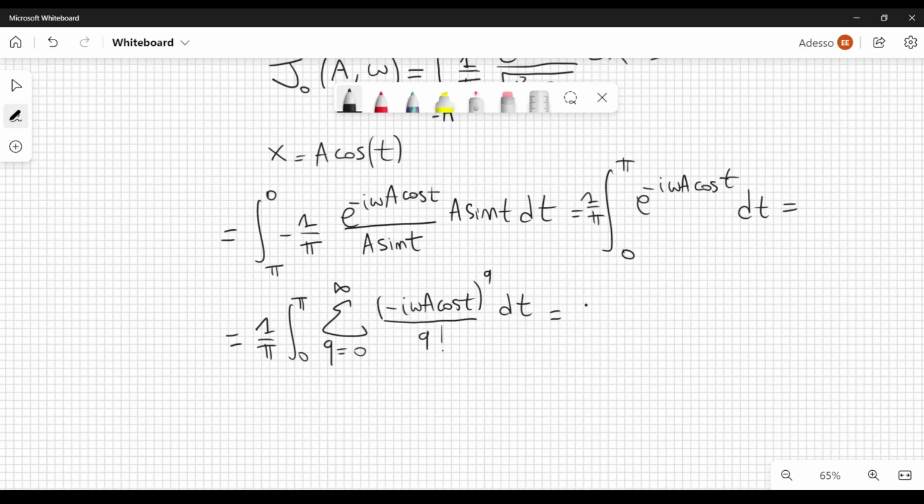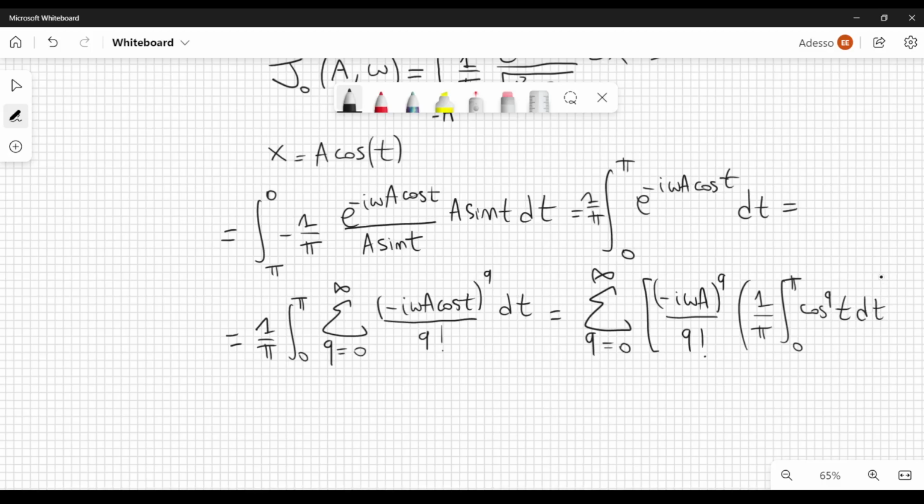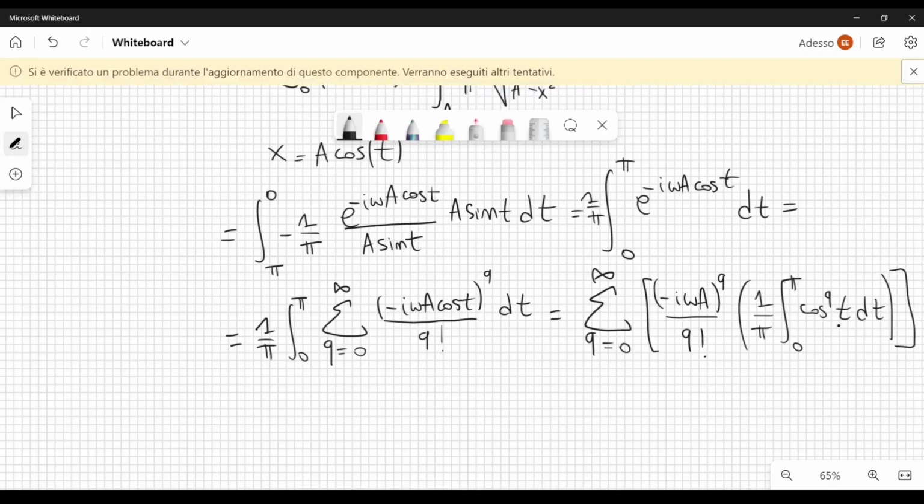So let's rewrite it. We can put the series out of the integral like this, q from 0 to infinity. Then here we have minus I omega a to the power q divided by q factorial, and then here we have 1 over pi integral from 0 to pi cosine to the power q of t dt, like this.